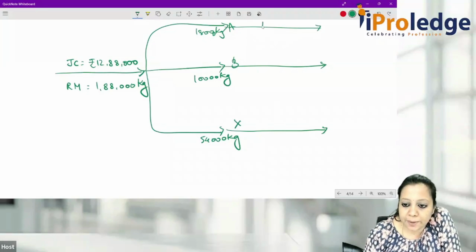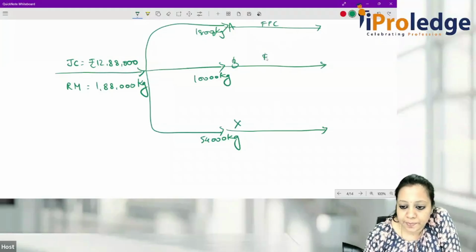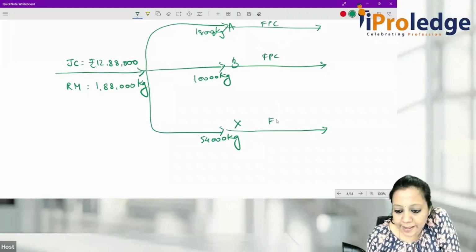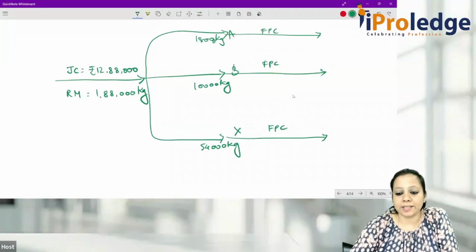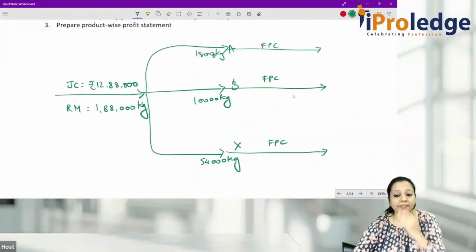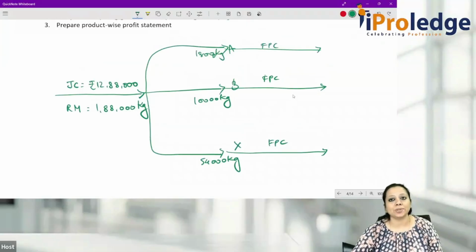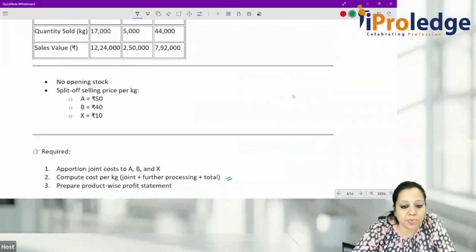So now we are further processing. We will write the sales at split off also. Here it says, see this diagram. Usually if we draw this, we'll get a clarity. So in exam also you can draw, but it is optional.